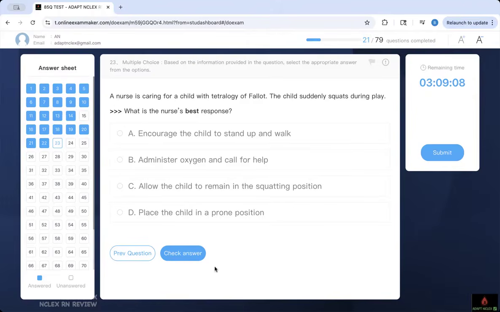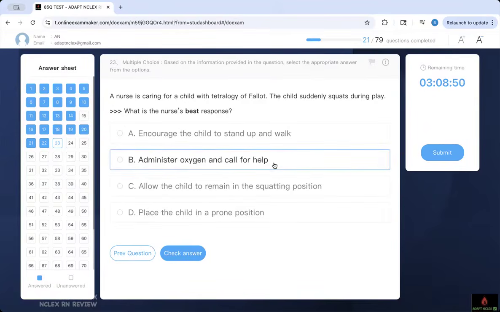Tetralogy of Fallot, squatting, because somebody told the kid, if you're getting sick, squat to prevent shunt. What would you do? Leave the kid in the shunting position. And what is that shunting position? Squatting. Encourage the child to stand up, negative.